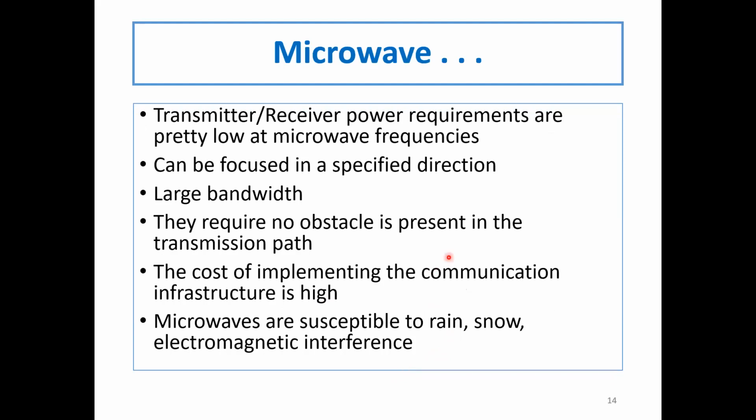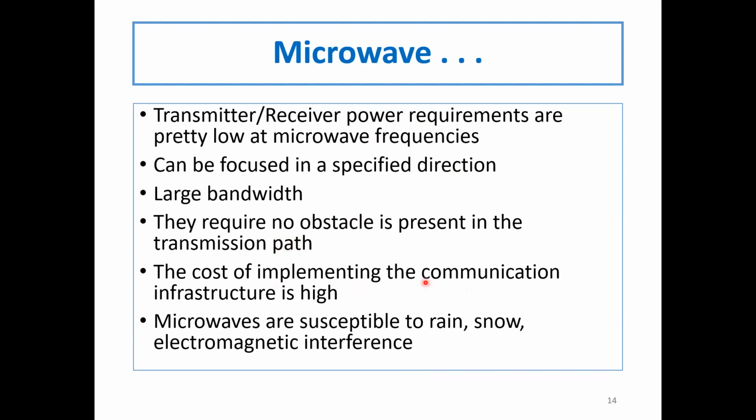Transmitter and receiver power requirements are pretty low at microwave frequencies, so we can use low-power devices. The signal can be focused in a specific direction. It has a large bandwidth, but an obstacle present in the transmission path is a limitation.